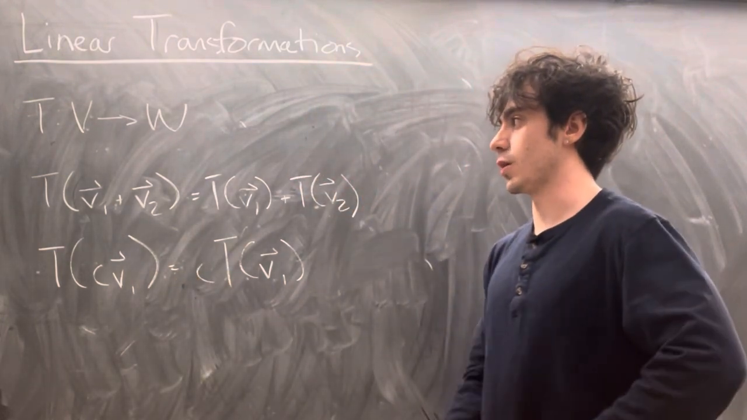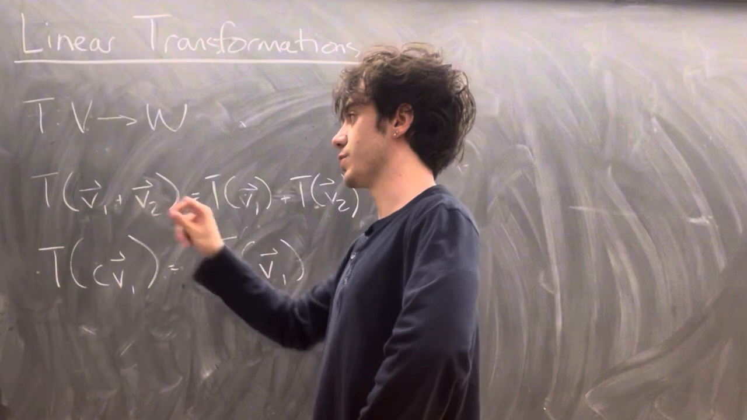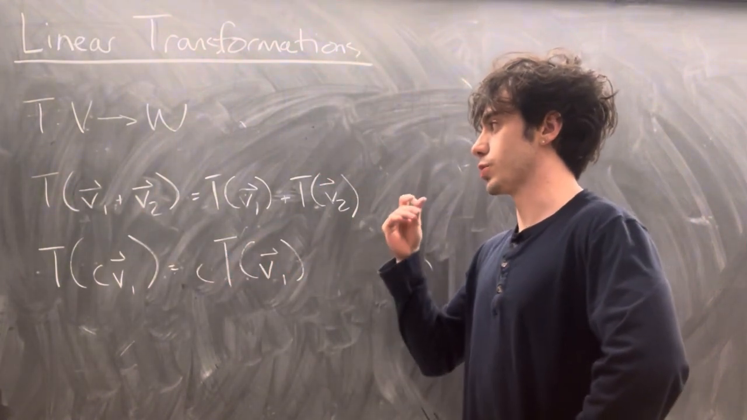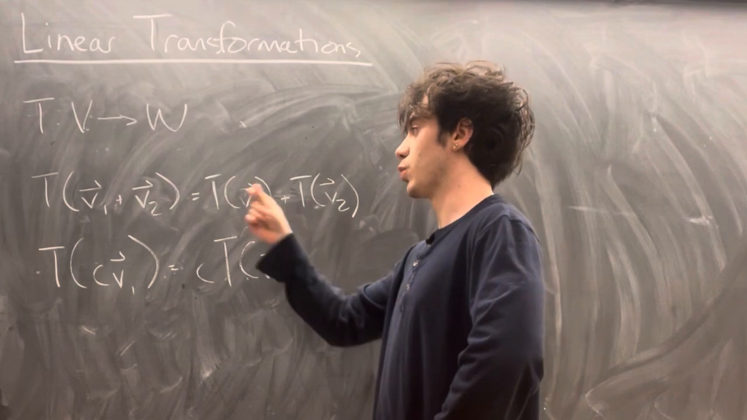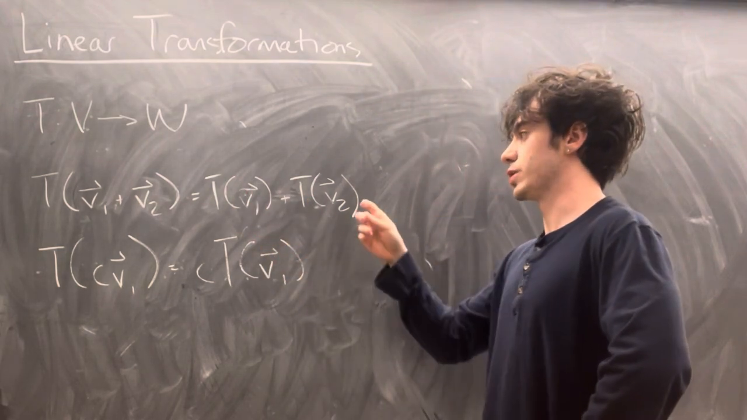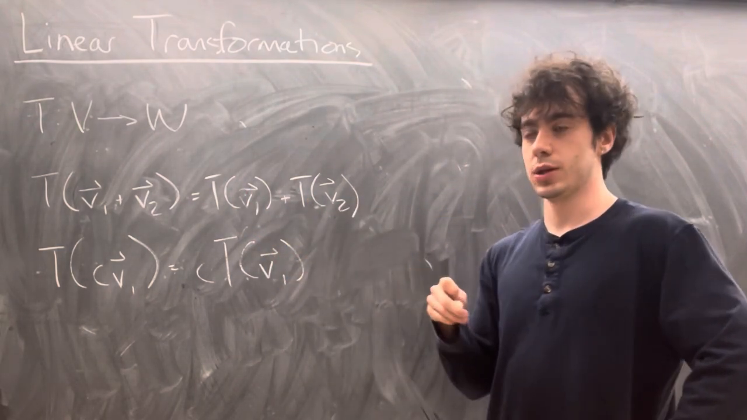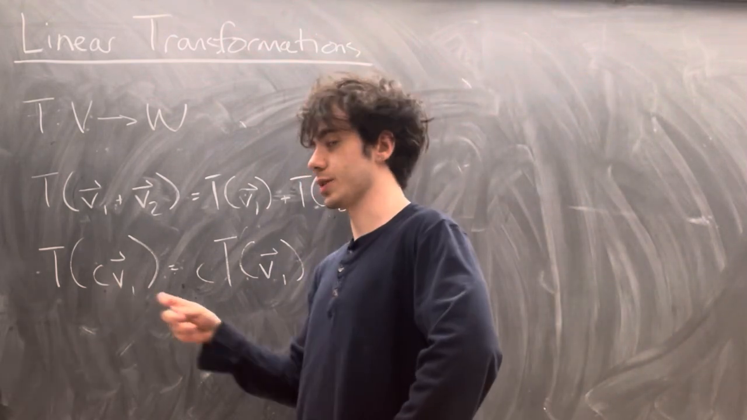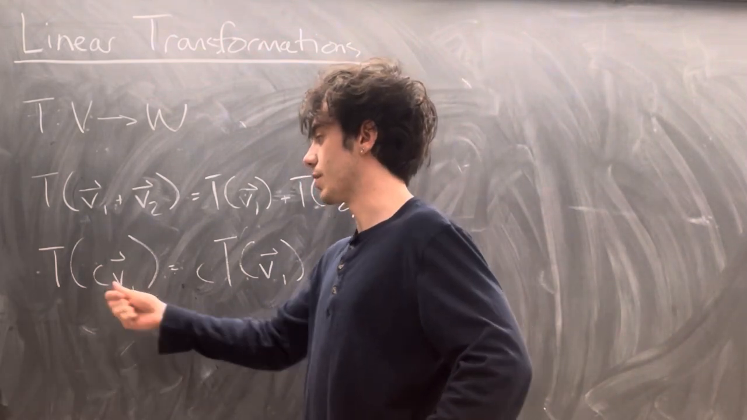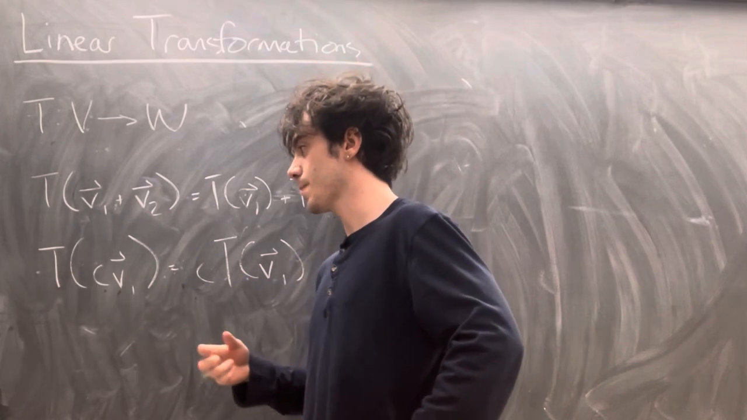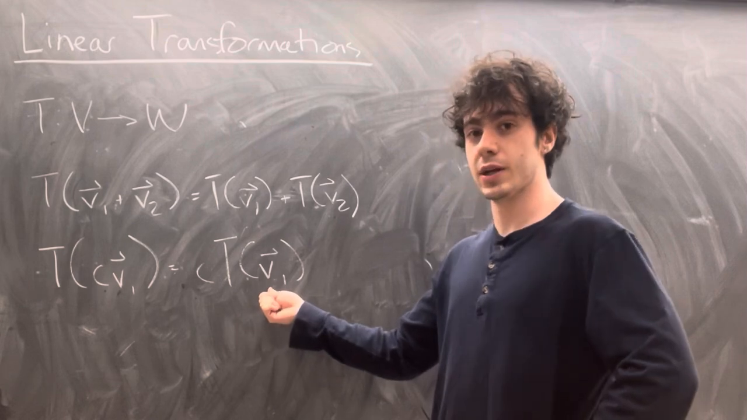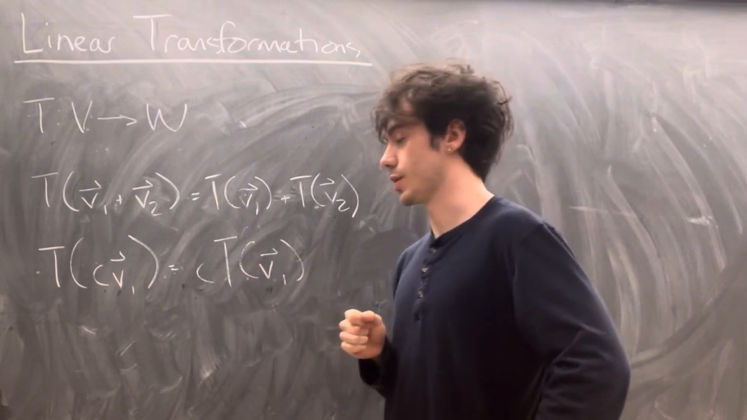The two conditions are, if we add two vectors v1 and v2, then apply this linear transformation, this should be equal to first applying the linear transformation to v1 and then adding it to the linear transformation applied to v2. So that's the first condition. And then the second one is that if we have some constant c and we multiply it by v1 and then apply the linear transformation, this should be equal to first just applying the linear transformation to v1 itself and then multiplying that by the constant.